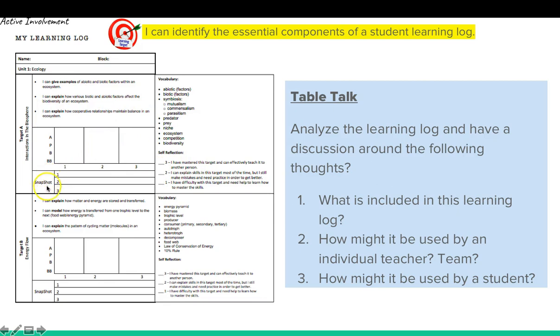They also have, at the very bottom, their snapshots. Snapshots serve as the evidence of when this target is being assessed. So it would have the name of the snapshot or the date that it was given: snapshot 1, 2, and 3. One last thing that I noticed is that they've also listed the vocabulary that students will need to understand and utilize throughout this unit for target A, interactions in the biosphere. So these are all the different things that are on this one learning log for Unit 1 ecology, target A.